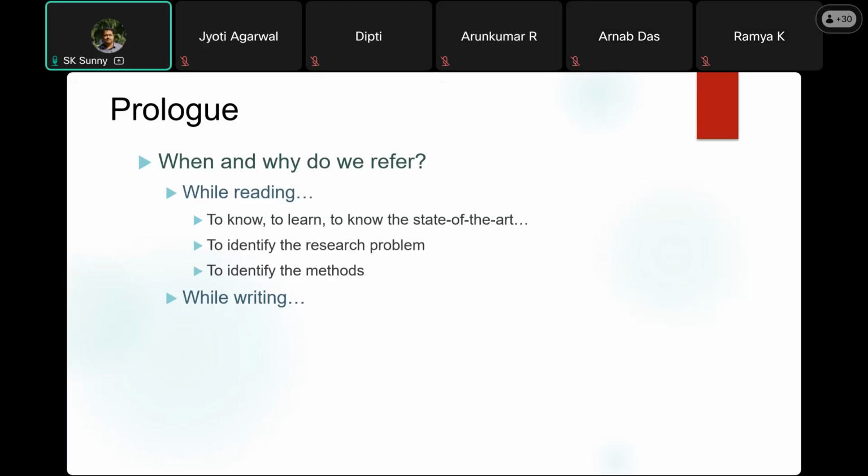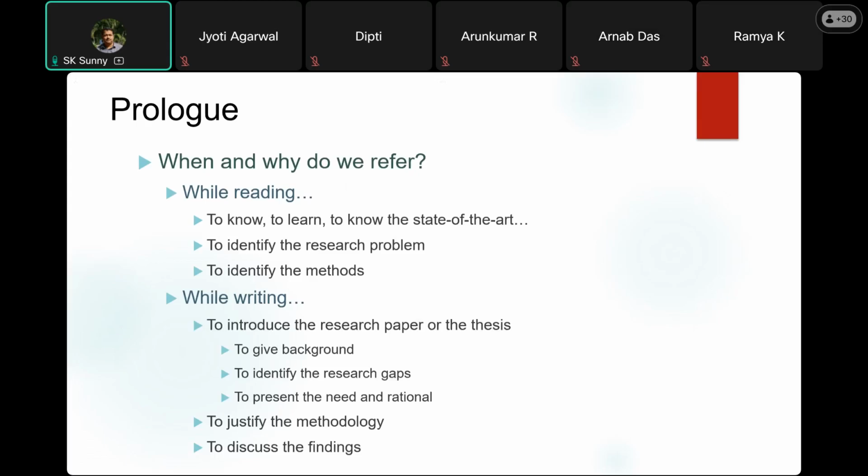Why do we refer while writing? While writing, we refer to research papers or published documents in any other form. While writing the introduction of our research paper or thesis, we refer to give the background of our research, what we have done, to identify the research gaps, to present the need and rationale of the research I am doing, to justify the methodology, why a particular methodology was selected for the study, and lastly to discuss the findings of the research. So these are a few objectives of referring while reading and while writing.